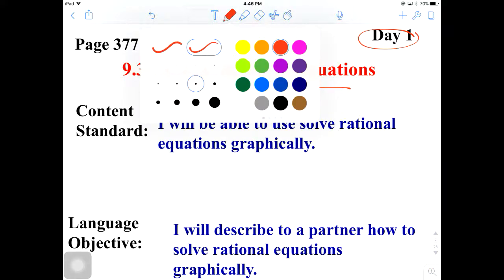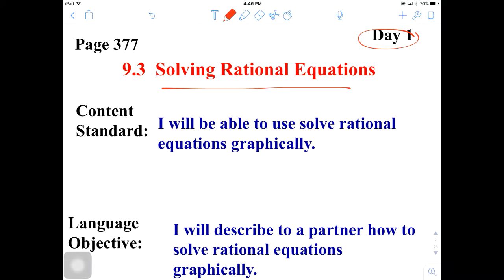Well, rational equations comes from the word rational, which means fraction. So you can think of it as an equation that involves fractions. So that's what you're going to be doing. And that's what we're going to be solving for, the values that will make the equation true.